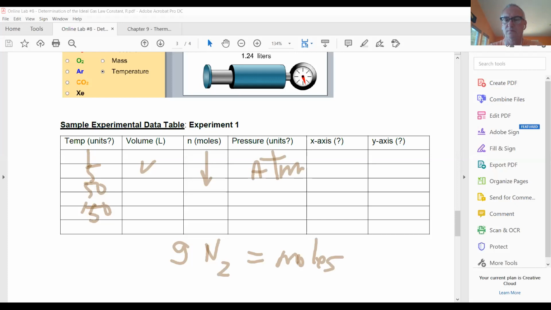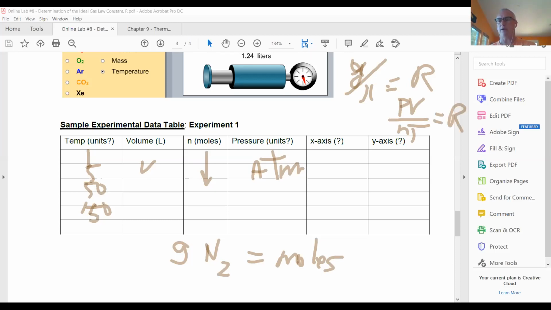X is temperature. It's not just temperature. Because remember, when we plot y over x, we want to get R. And we just determined that PV over NT is equal to R. So what do we want on our x-axis and what do we want on our y-axis?